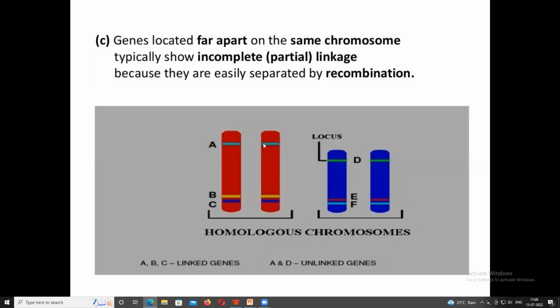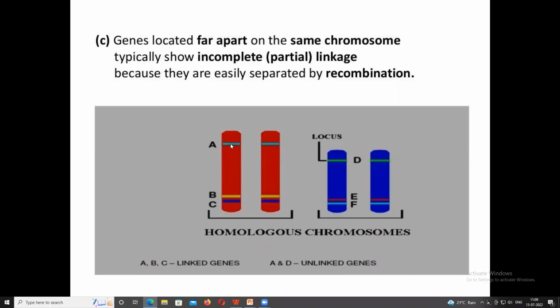The position occupied by an allele is called the locus, and one set of genes is called an allele. Here these are two different chromosomes, two different sets of homologous chromosomes. So here this is one gene and these are the other genes.